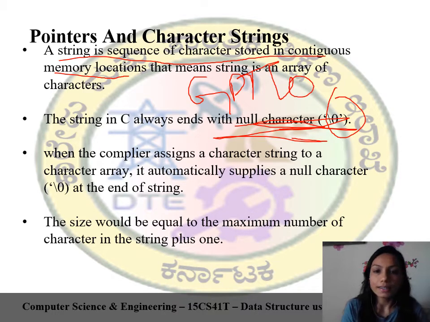When the compiler assigns a character string to a character array, it automatically supplies a null character. The size would be equal to the maximum number of characters in the string plus 1. So here GPT is the string, so the size is 3, and one more is reserved for null. So it will be size 3 plus 1.